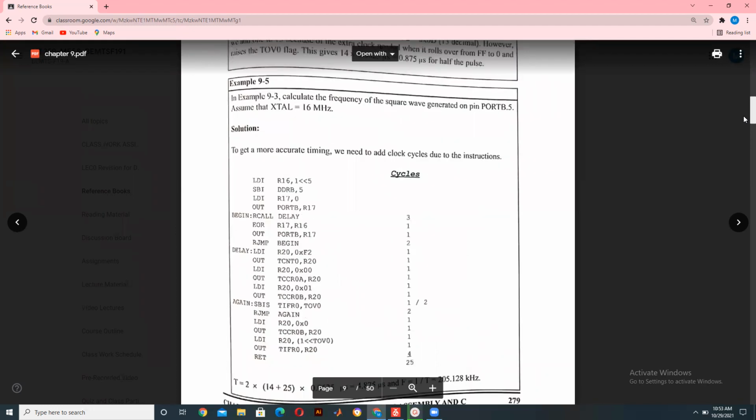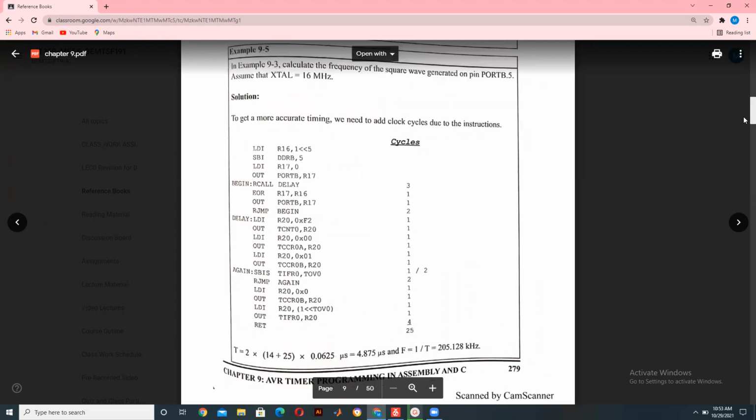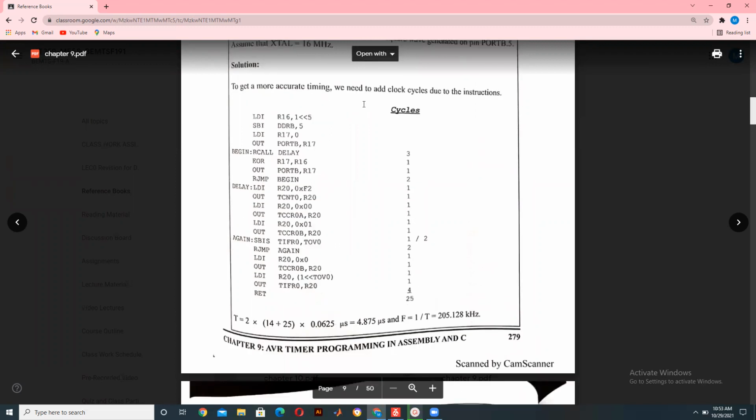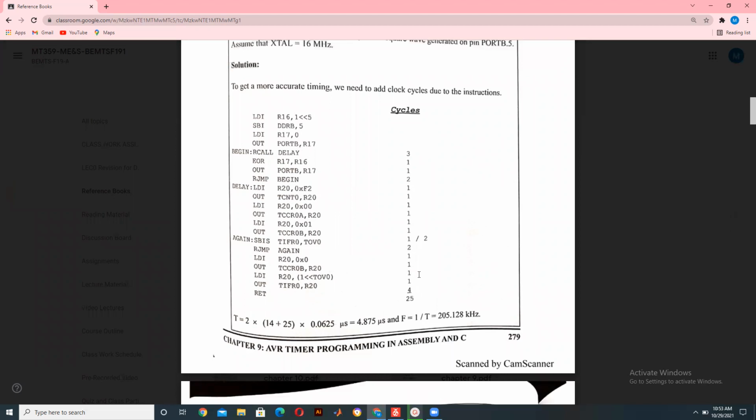Then the example 9.3: calculate the frequency of the square wave generated in the assumed code. So in this, whatever code we have written, now we would be generating its time delay. It's very easy. There are certain instructions that take 3 cycles, 2 cycles, and 1 cycle. I would be explaining this again. But afterwards, some of the values are half.